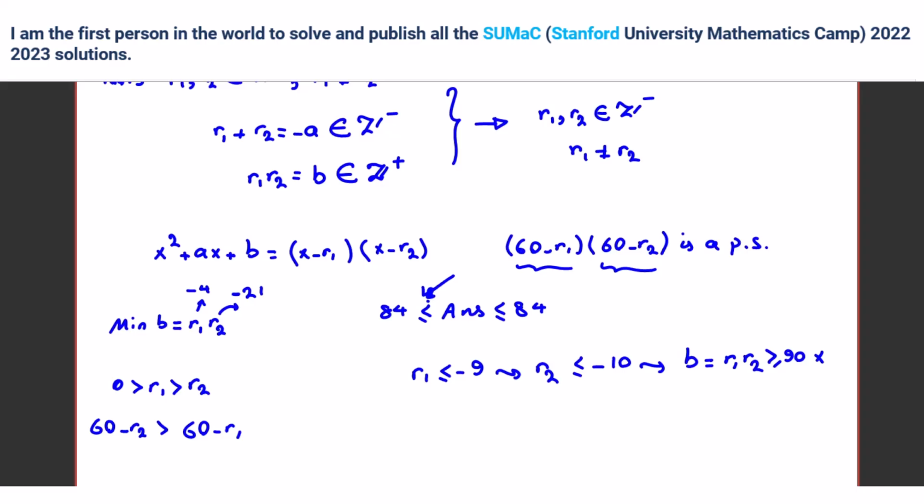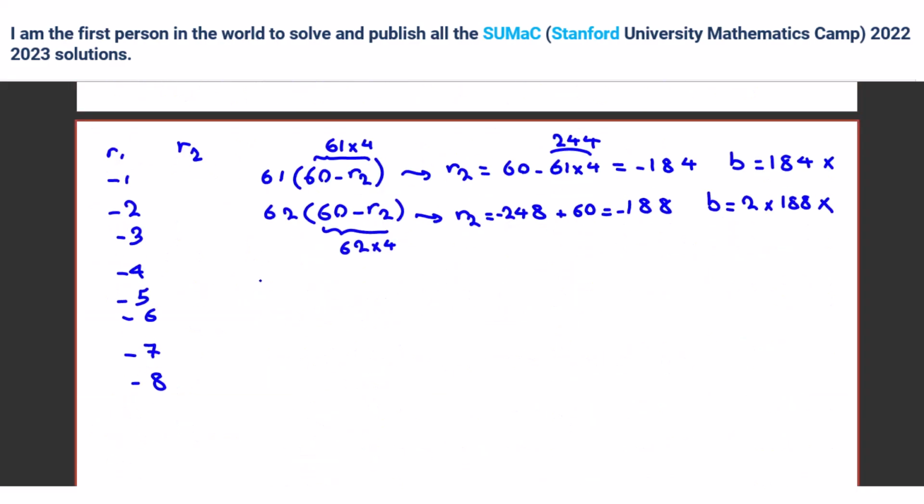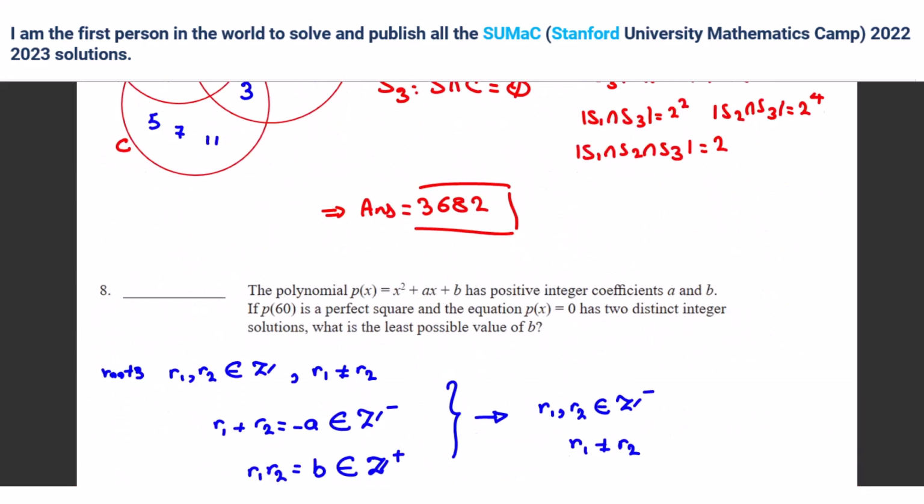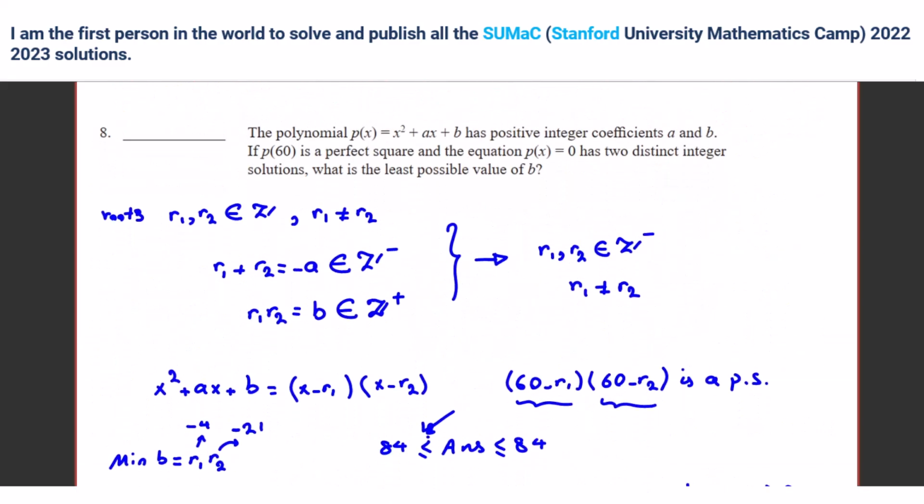Okay. Check the answer key with 84. Problem 8. So it's this one, I think. Target 8 says 84. Okay.